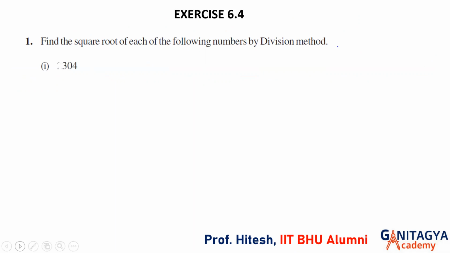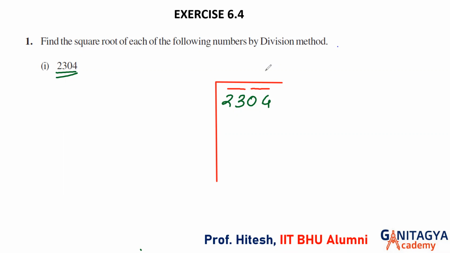So the first question is 2304. We have to find the square root of 2304. What is step number 1? In pairs from the right hand side. This is the pair, no issue. Now the next step is we have to choose a number whose square is less than 23. So it will be 4.